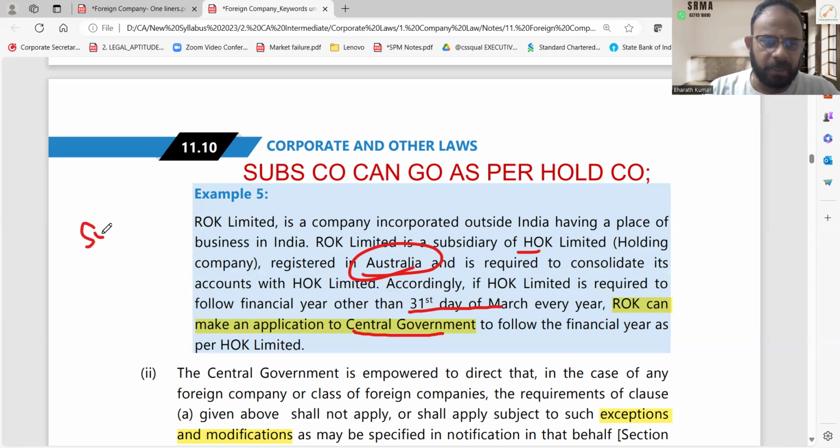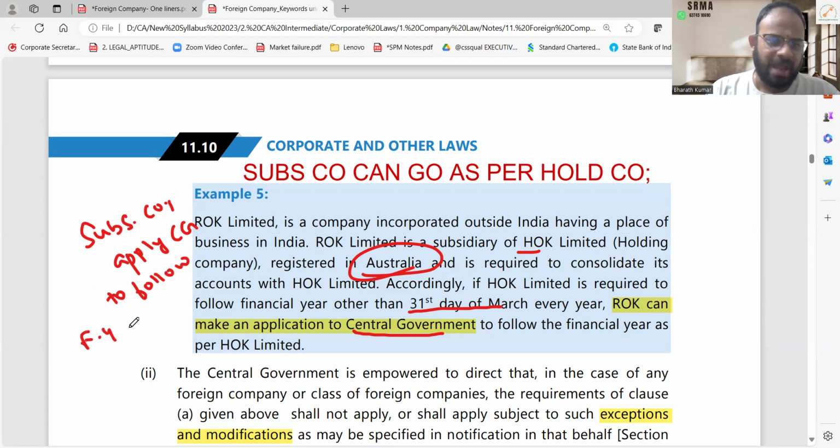So the subsidiary company will apply to the central government to follow the financial year as per the holding company. That's all. Write this and keep. Based on this, they will ask one question. I'm only telling you the chunk type of question, so you should be able to get it. Are we clear? So the subsidiary company can go as per the holding company. This is what I told in very simple words.